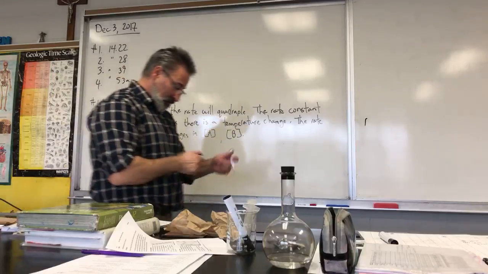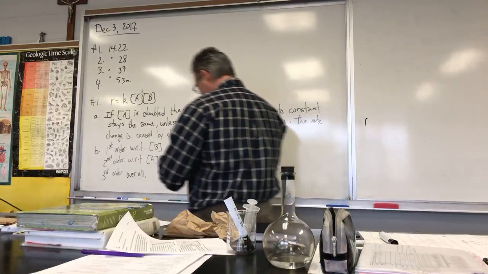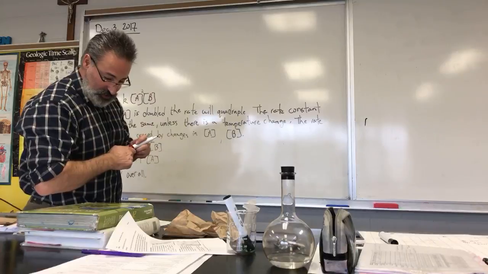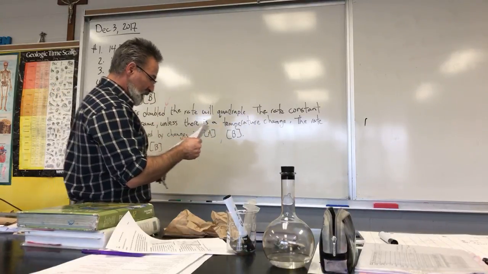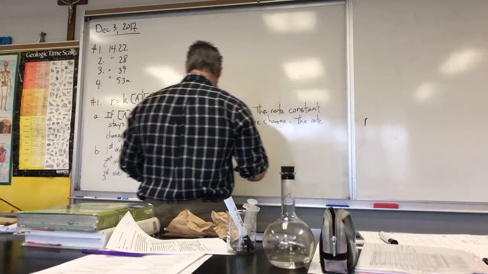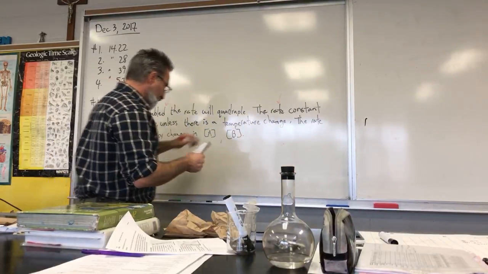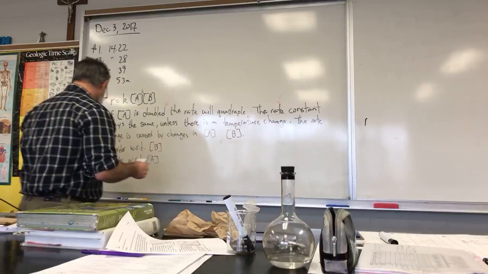So when I marked it, I attributed 3 marks to the first statement, that if A is doubled, the rate will quadruple. The rate constant stays the same, I was looking for some reference to that. And finally, only temperature change will affect K. So this part was out of 3.